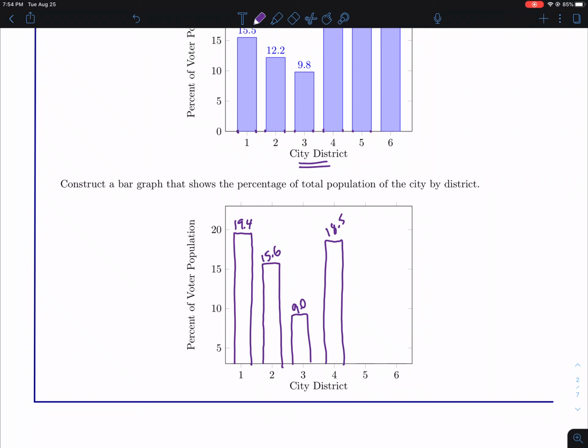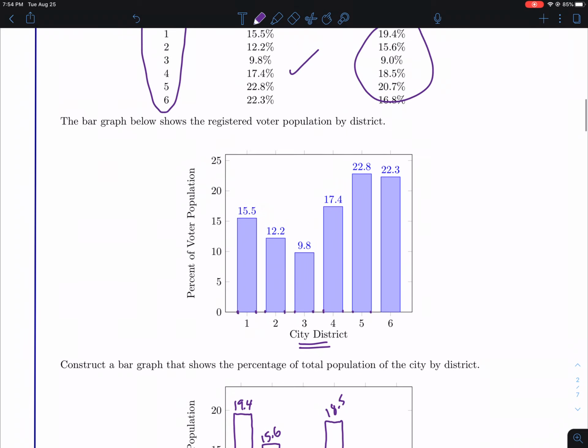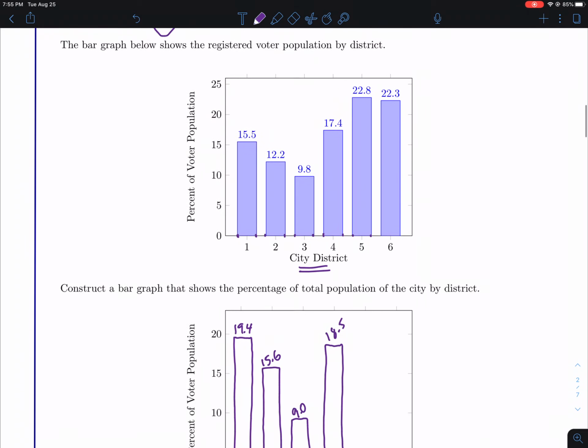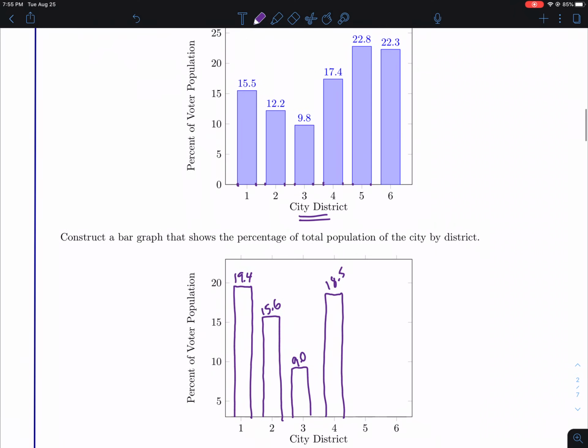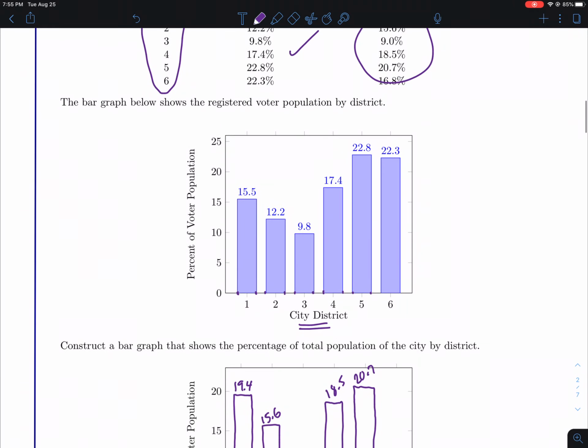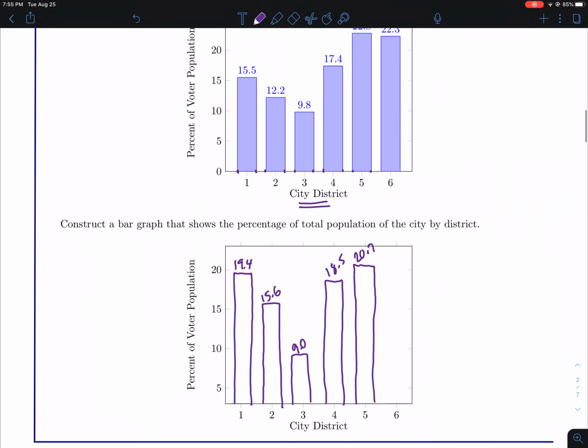Look how straight these lines are. I'm awesome. 20.7. In this case, we're going to go a little bit above 20. Phew, my lines are getting worse and worse here. And then finally, 16.8. This would obviously be easier if we were using graph paper or something, but we work with what we've got here. All right, so that's semi-perfect looking.